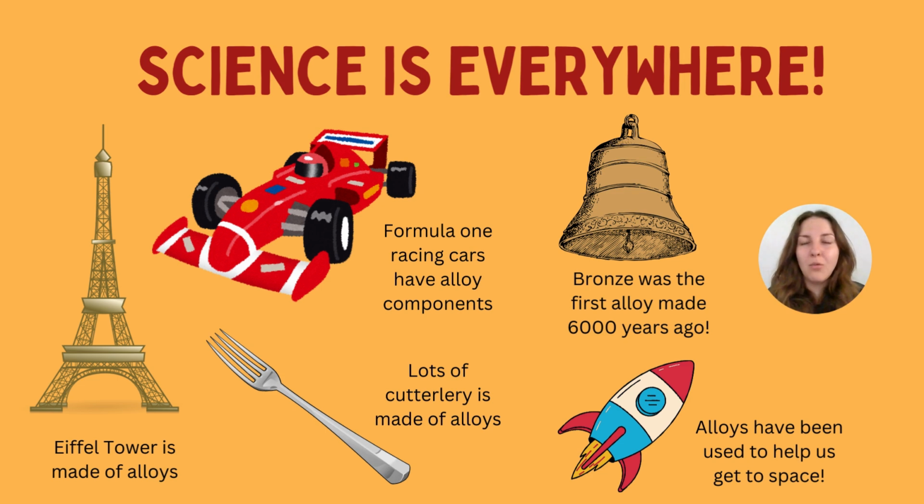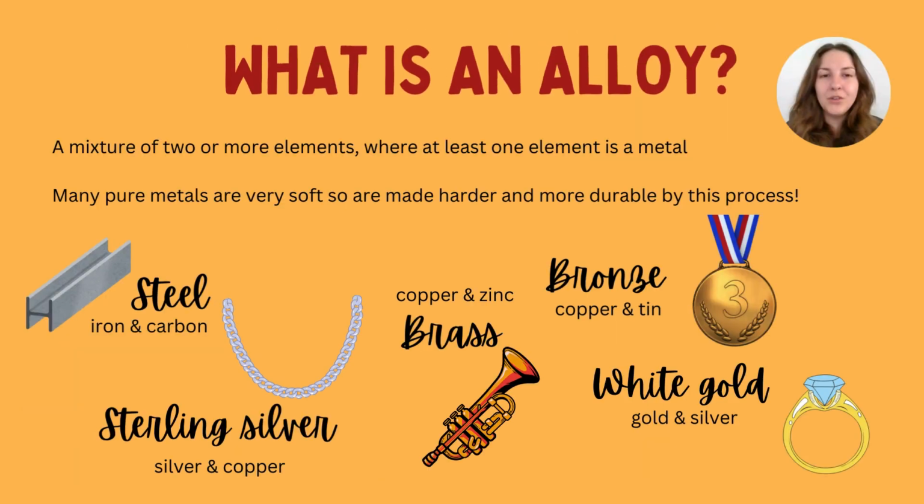So let's look at what an alloy actually is. An alloy is essentially a mixture of two or more elements where at least one of those elements is a metal. So we often call them metal alloys because of that metal component. And the reason we make metal alloys is because many pure metals are actually incredibly soft.